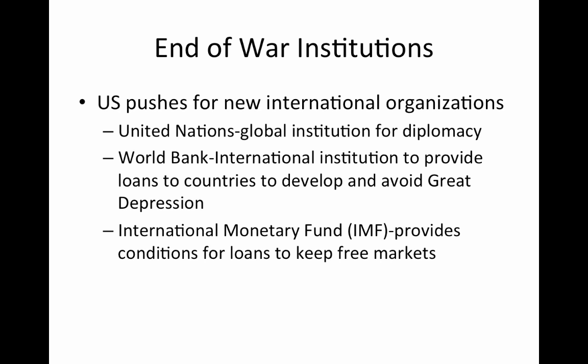First, the United Nations, which is a global institution for diplomacy. This is actually the weakest of the three. The two really big powers that most people don't know about are the World Bank and the International Monetary Fund. The World Bank is an international institution to provide loans to countries to develop and avoid the Great Depression. The International Monetary Fund provides the conditions or the rules for these loans in order to make sure we maintain free markets. Now notice what's happening here. Unlike the 14 points that tried to develop diplomacy and reduction of arms, what the United States is creating here is a way to manage the global economy so there will never again be a Great Depression and people won't be looking for radical forms of government.